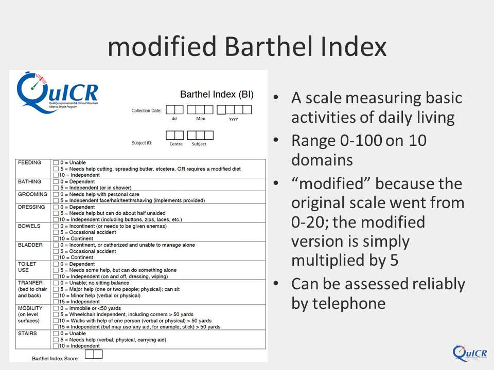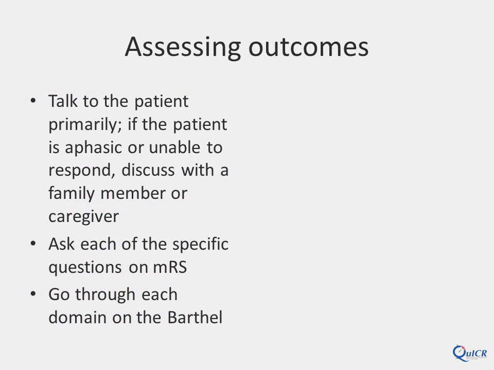So typically what we do when you're assessing the outcomes is first, if you can, primarily you talk to the patient. Sometimes, of course, in stroke patients are aphasic and unable to respond, and so you would then discuss with a family member or a caregiver to be able to understand what the level of the patient's disability is. For the Rankin Scale, it's pretty straightforward.